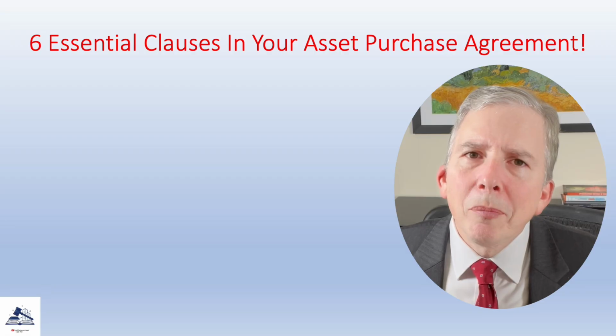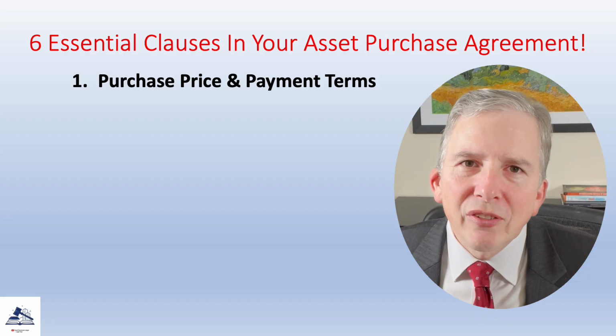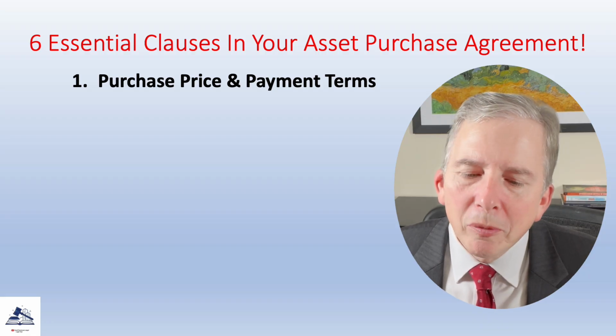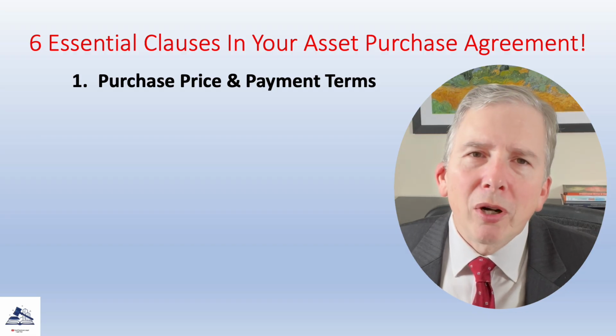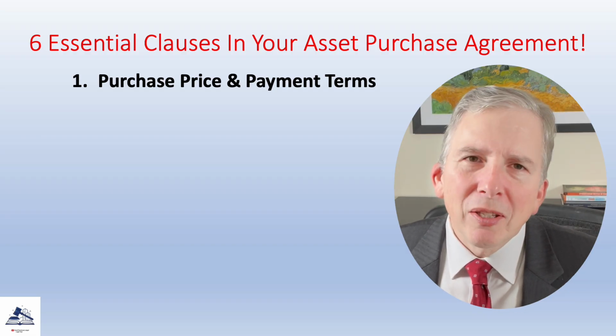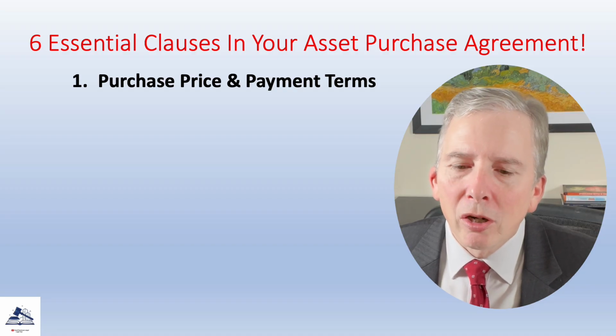The first clause every buyer must understand in the APA is the purchase price clause, which specifies exactly what the purchase price for the business is and how it will be paid. An APA doesn't just say the price is $500,000, but it specifies exactly how the $500,000 will be paid by the buyer to the seller.